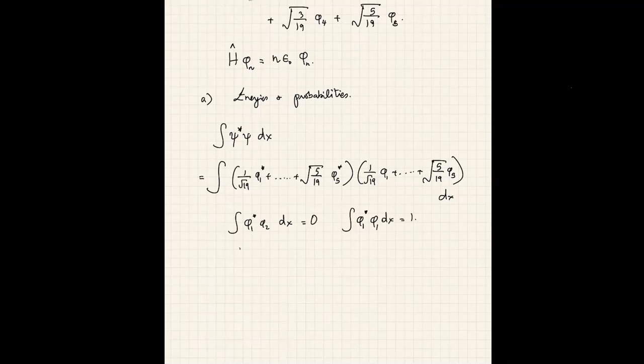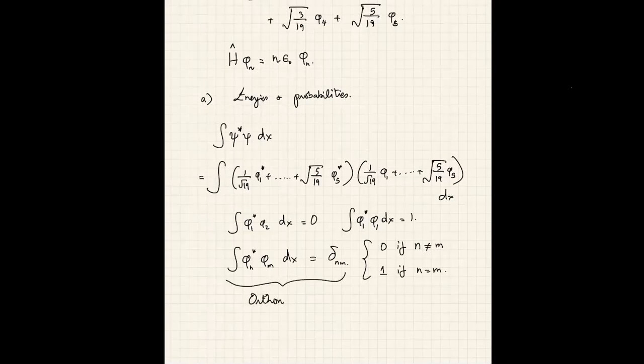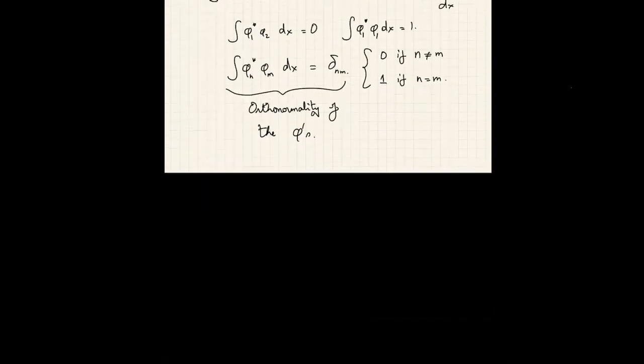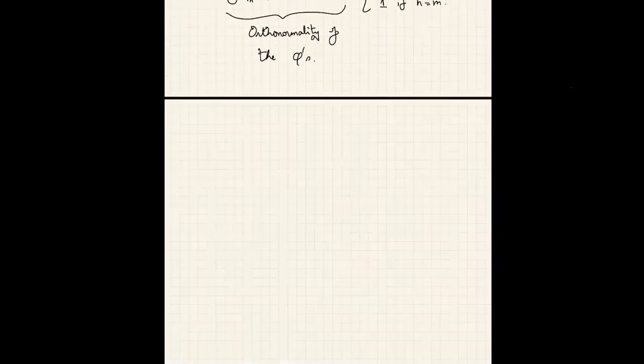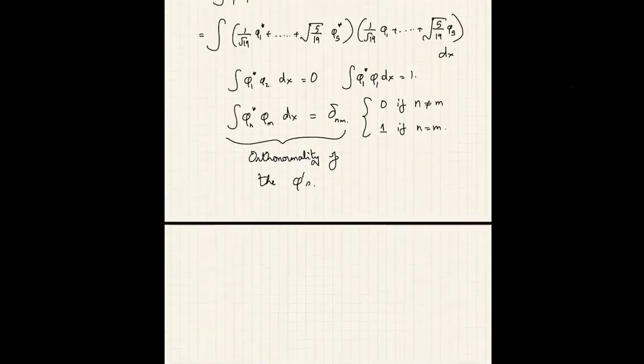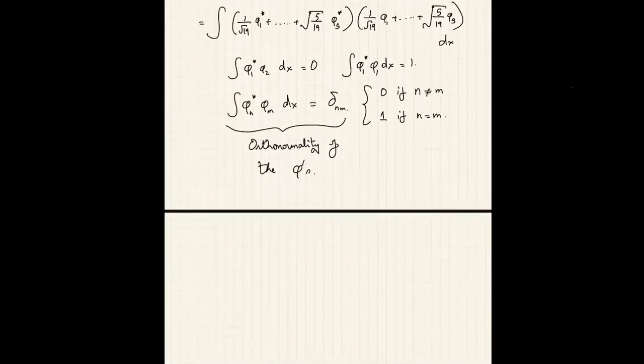So I can combine this rule by saying that the integral of phi n star phi m dx is delta nm. This is called the Kronecker delta. It takes the value 0 if n is not equal to m and 1 if n equals m. This represents the orthonormality of the phis. Remember that phis are eigenfunctions, they're functions of x and t. So the psi is not normalized, but that's all right. I can always normalize it.